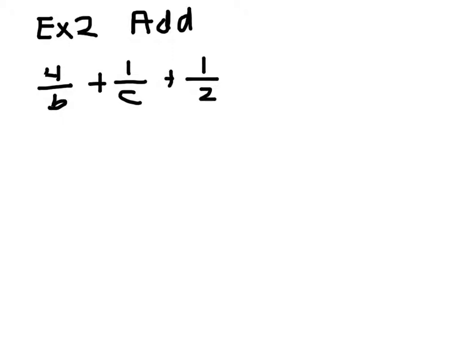All right, let's do another one. Let's take a look at example 2. So I'm going to write this vertically because I do not have common denominators.